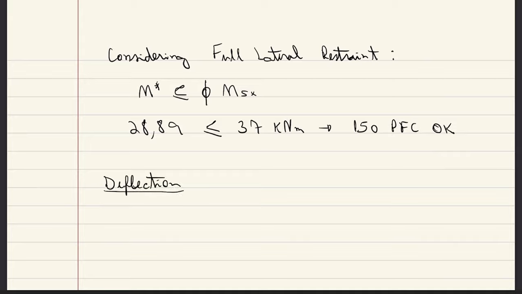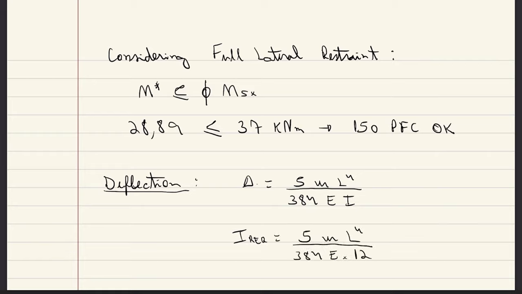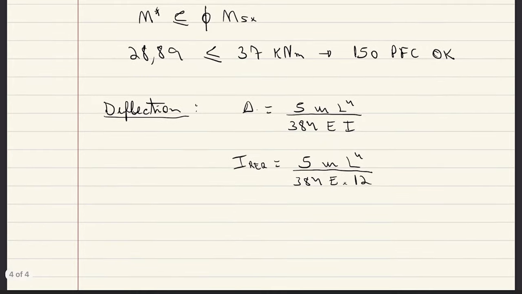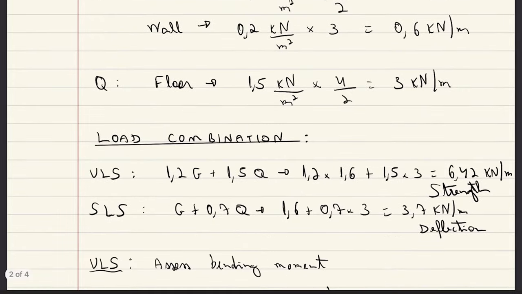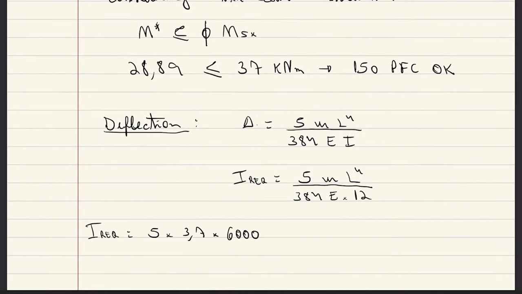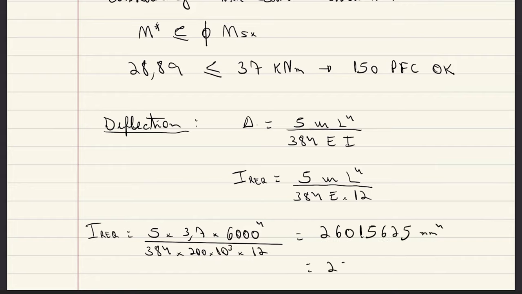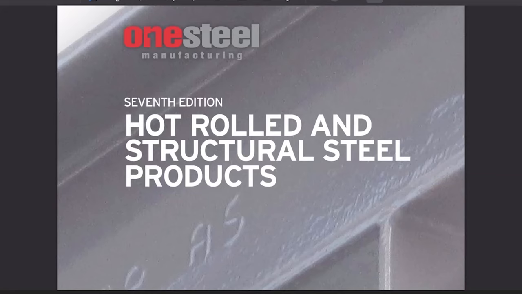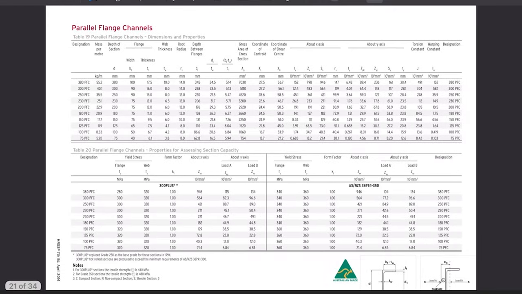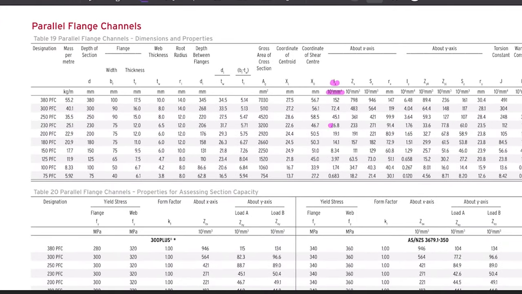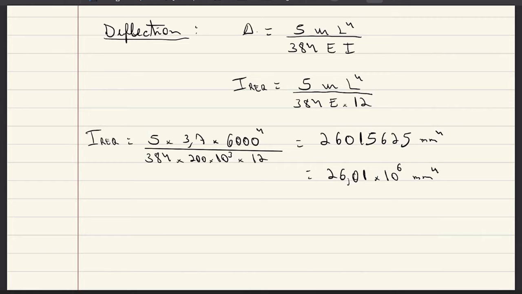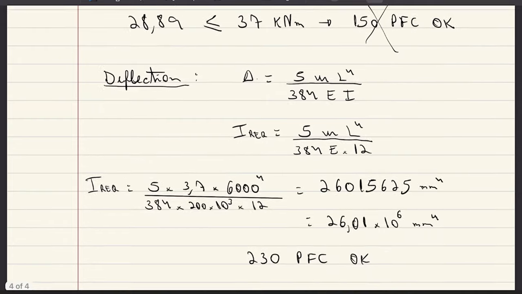Let's have a look at deflection now, because most of the time, deflection will govern the design of a beam. By using this formula for deflection of a simply supported beam and substituting delta for 12 millimeters, which is the maximum deflection, we get the second moment of area required for the beam. That's 26 times 10 to the power of 6. Looking at the One Steel book, we find that we need a 230 PFC. So instead of using a 150 PFC, we actually need a 230 PFC.